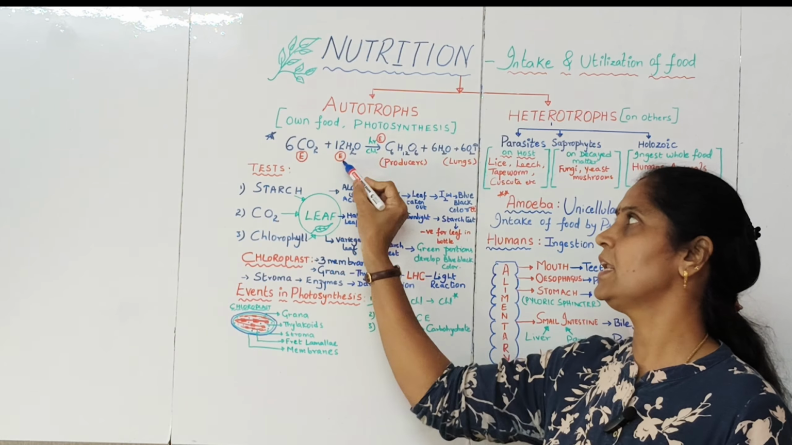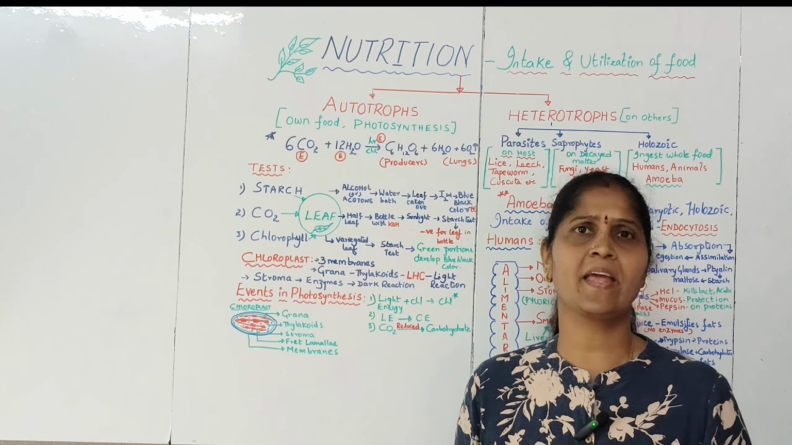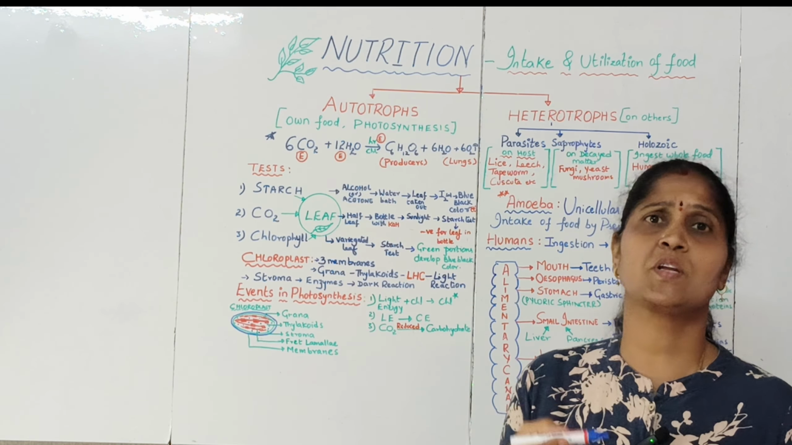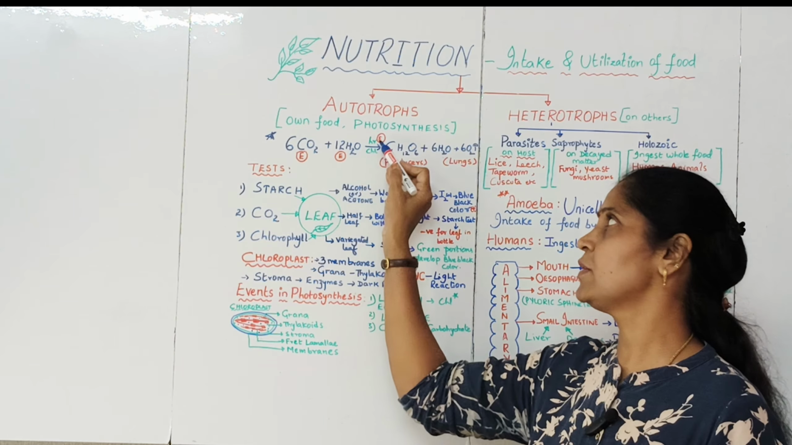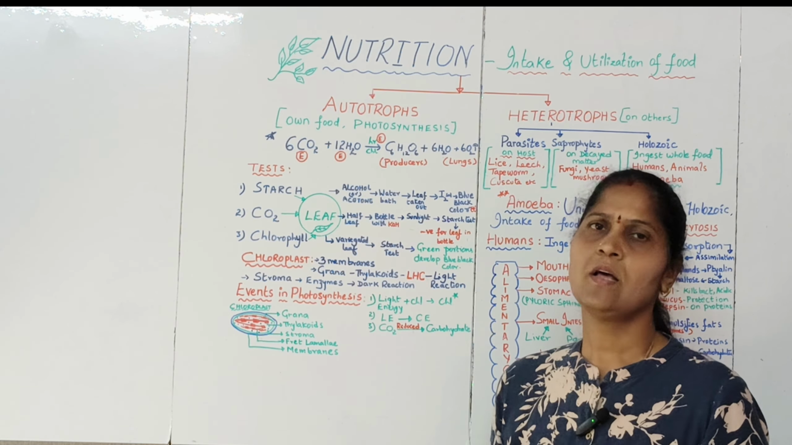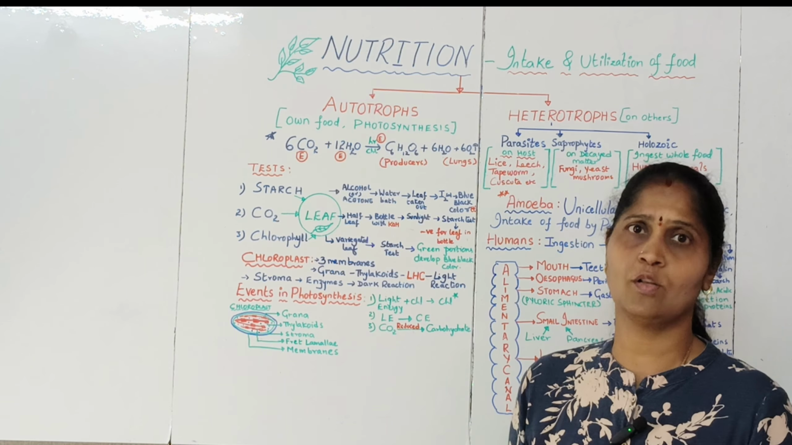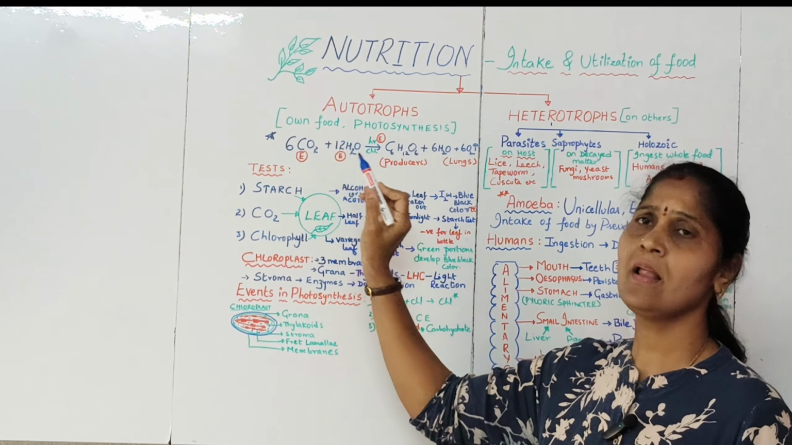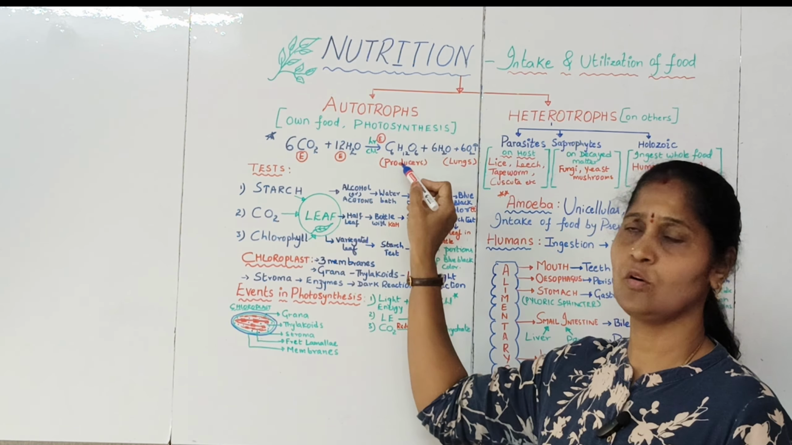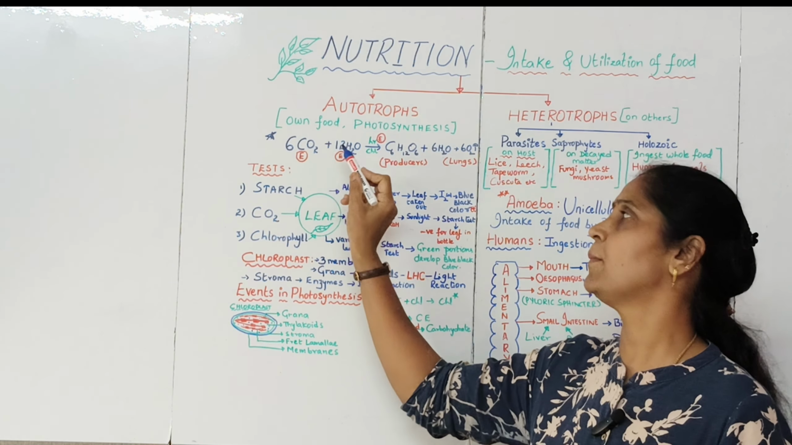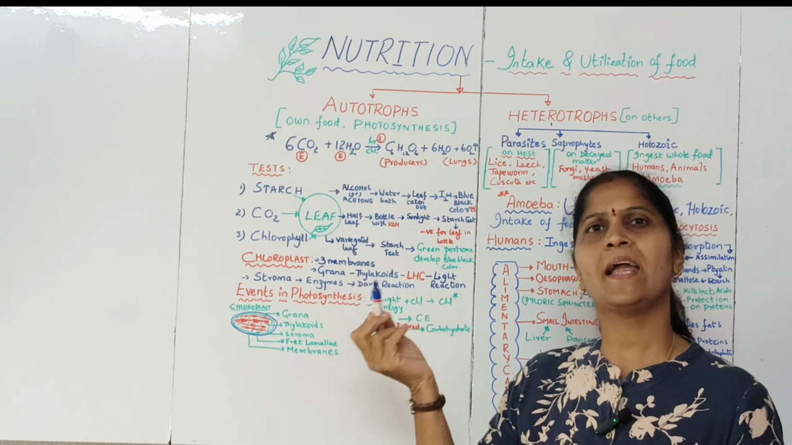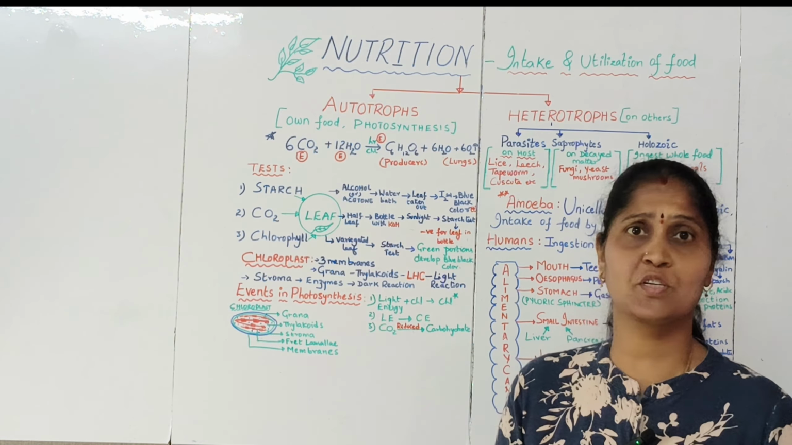I have also written the letter E here. That means these are the external factors. What are the external factors for photosynthesis? Carbon dioxide, water, as well as sunlight. If the definition of photosynthesis is asked, you can write: manufacturing glucose in the presence of simple inorganic compounds like carbon dioxide, water, light and chlorophyll. That becomes your definition also.